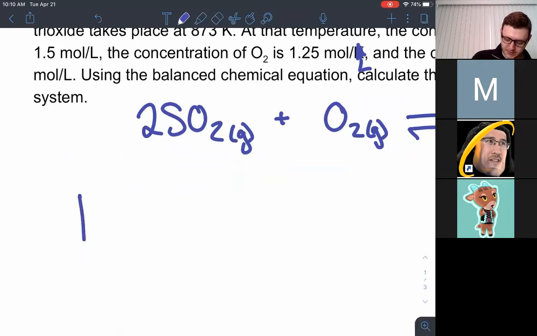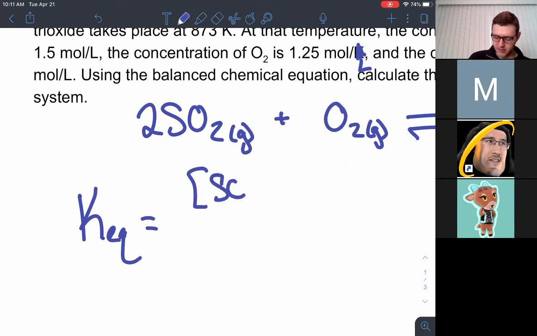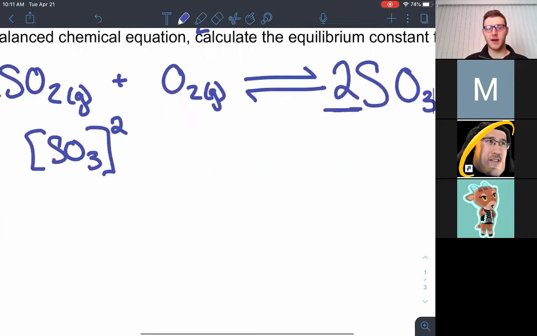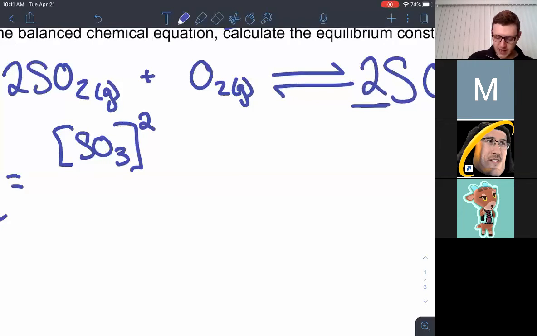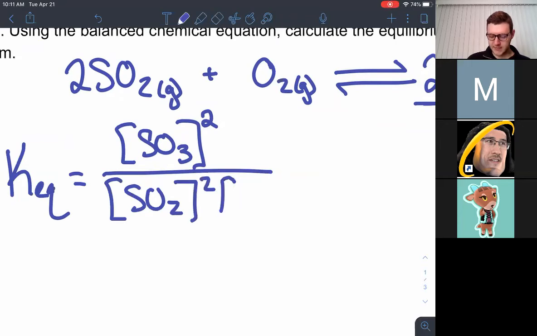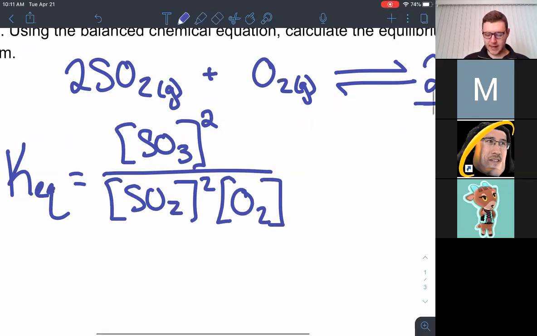We're going to do that the same way we did the last one. So Keq. And you guys told me last time it was products, so we're going to put our product, which is SO3, and it's going to have that exponent of 2 because we have the coefficient of 2 in front. So we have our products on the top. On the bottom goes our reactants, which is SO2, and that's squared, times our oxygen, which is all alone. Now that we have our equilibrium constant equation, we can plug in our values.